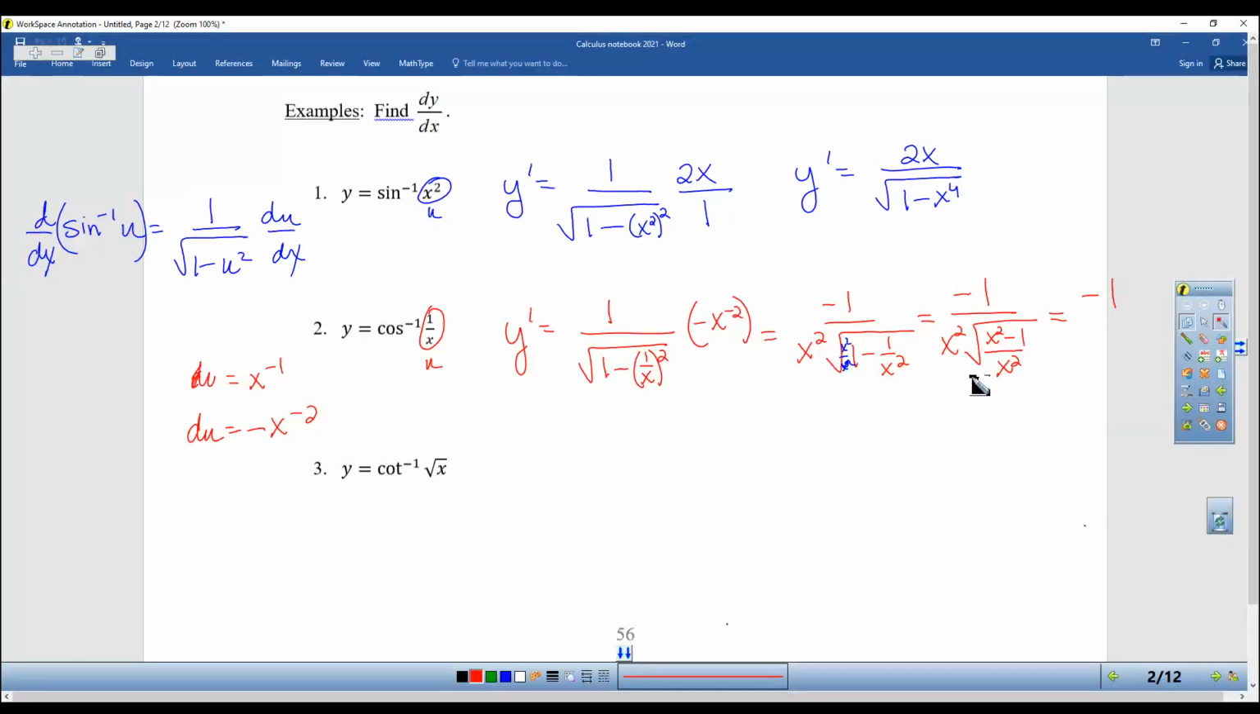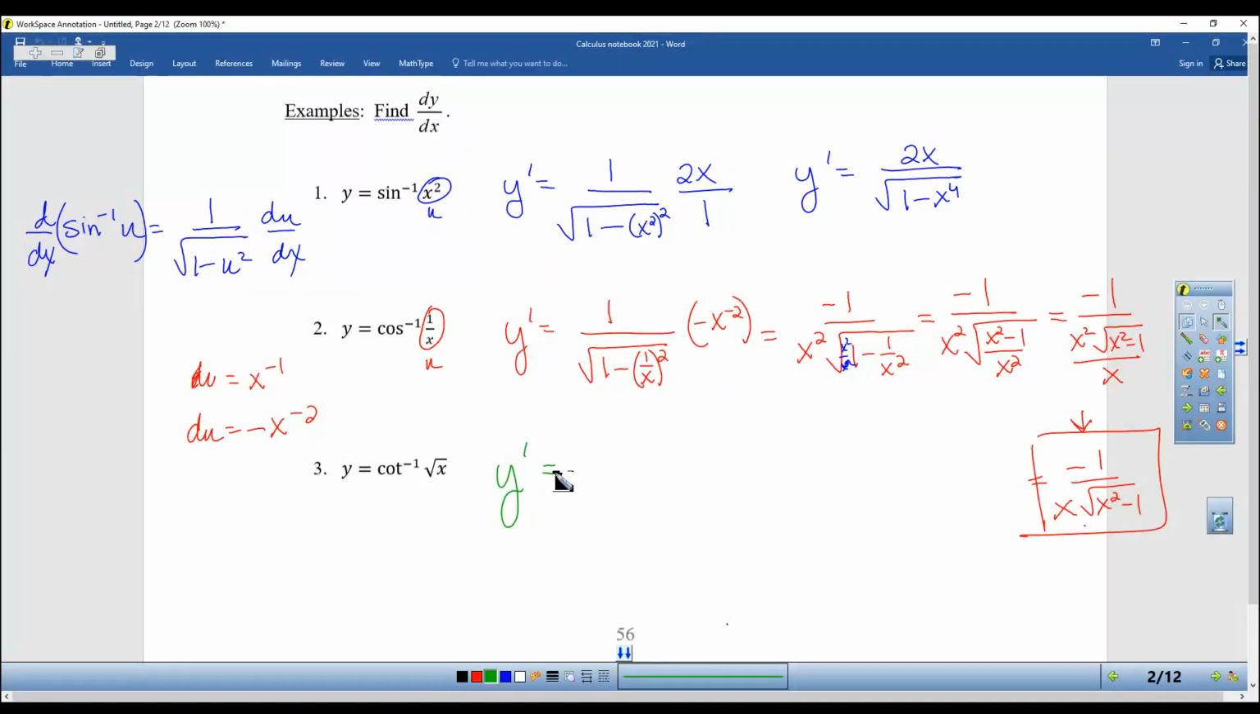Now I can take the square root of the bottom. So the top, because of that subtraction, has to stay there, but the square root of x squared is x. And then this x squared and this x cancel, leaving me x square root of x squared minus 1. It is all about the algebra. Next one.